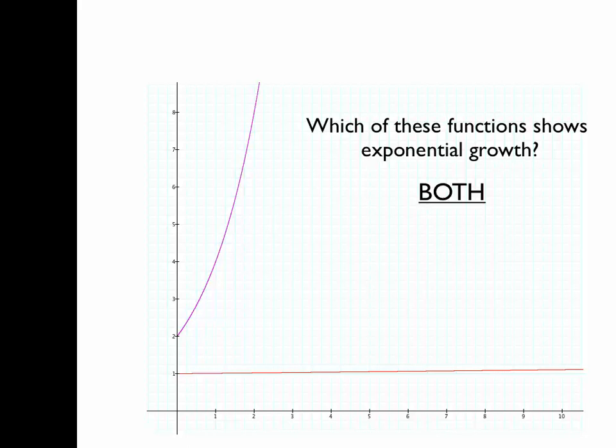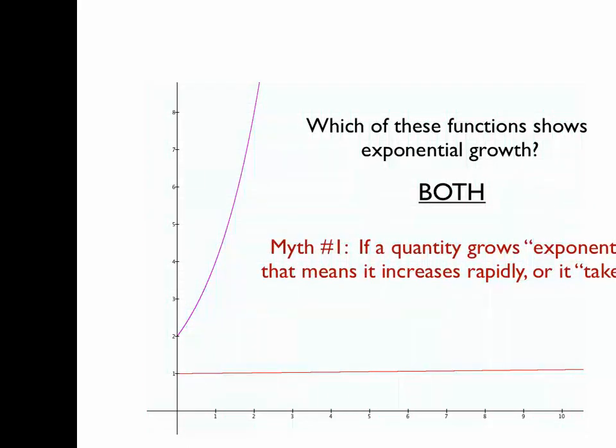And so this is the first myth. Mythbusters, myth number 1. If a quantity grows exponentially, that means it increases rapidly or it takes off, right? That's how we use this phrase in common English, grows exponentially. We think it means it just grows super fast, or it accelerates up. That's a myth, okay? This is just as valid of exponential growth, the red one, as the purple one.